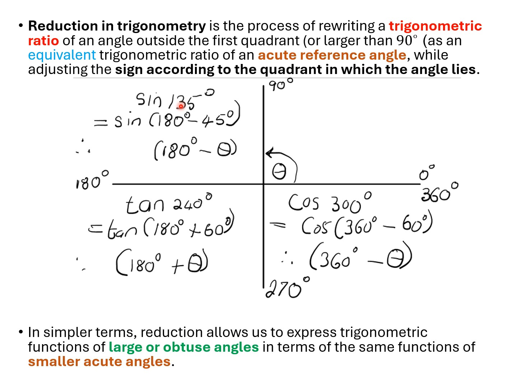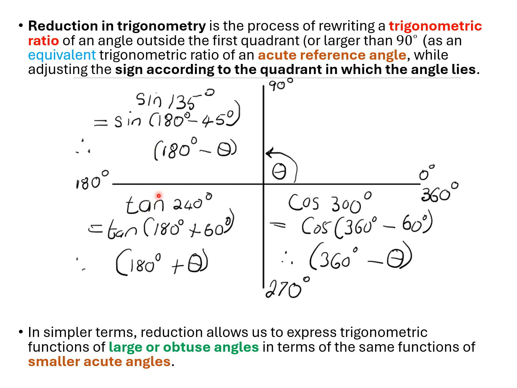135 is an obtuse angle. It's bigger than 90. Right, so I can reduce this to an acute angle by knowing that 180 minus 45 would give me 135. There's my acute angle. You follow? So there I'm reducing. So therefore in quadrant 2, we would say 180 minus theta, the reference angle.